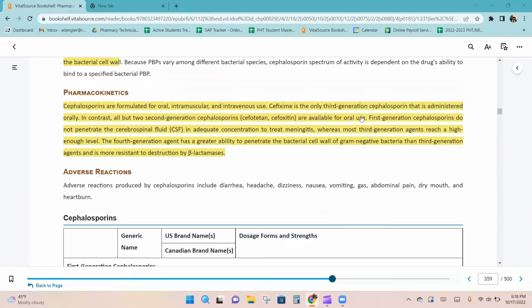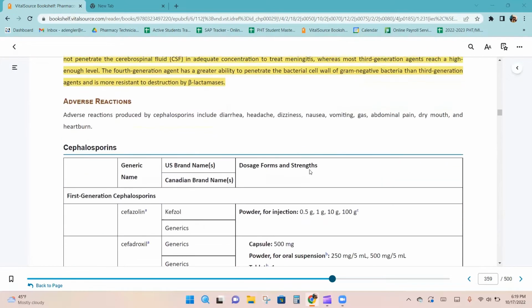First generation cephalosporins do not penetrate the cerebrospinal fluid in adequate concentration to treat meningitis, whereas most third generation agents reach a high enough level. The fourth generation agent has a greater ability to penetrate the bacterial cell wall of gram-negative bacteria than third generation agents and is more resistant to destruction by B lactamases.